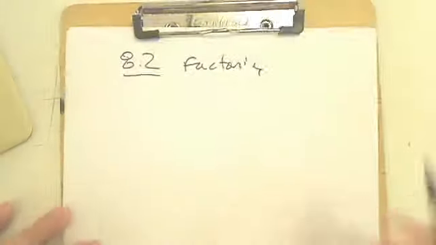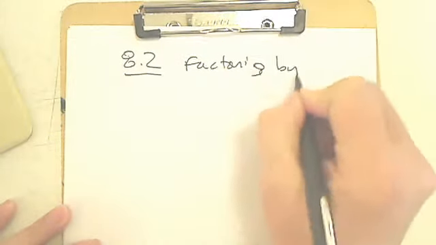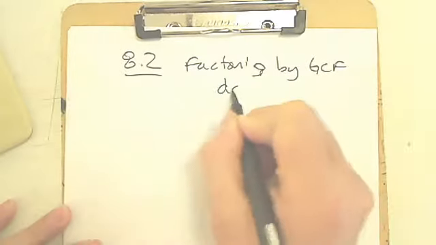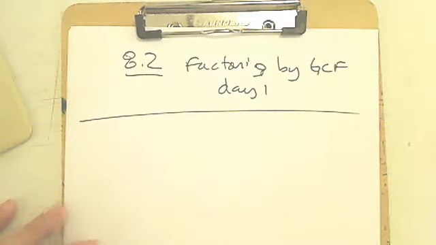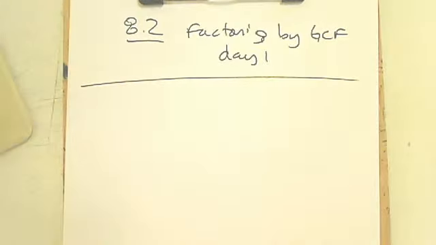Factoring by GCF, Day 1. We have a busy schedule tonight. Some of you guys have church tonight and Ash Wednesday, and some of you guys have other activities. So let's make sure we get our homework done during the day. I think we have 12 problems tonight.